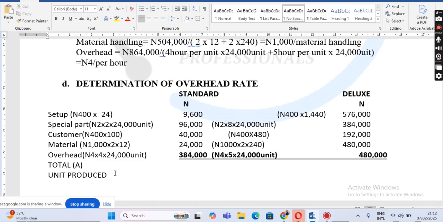For standard, 553,600. Okay, thank you. For standard is 553,600, right? So for dealers, what do you have? Someone else should give me the figure now.